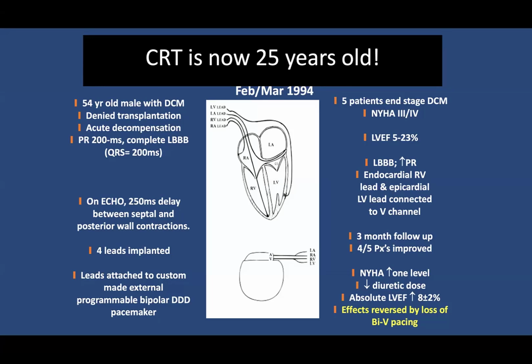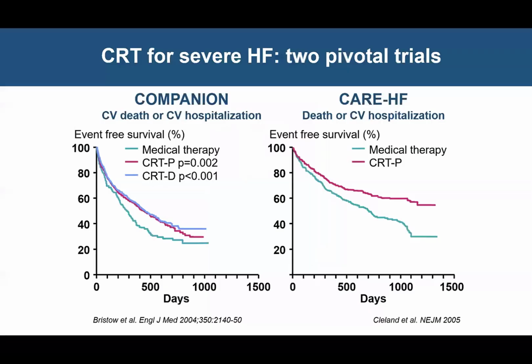And in order to deliver CRT, this patient received 4 leads, almost in a temporary pacing configuration initially. And the leads were attached to a custom-made external programmable bipolar dual chamber pacemaker. There was a Y connector used to connect both atrial leads and a Y connector used to connect both ventricular leads in order to fit into the socket that was involved. This was the original technology, and the proof of concept was improved when the technology was moved from a temporary setup to a more permanent setup.